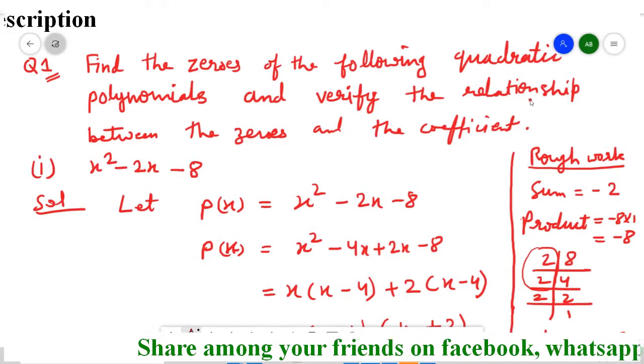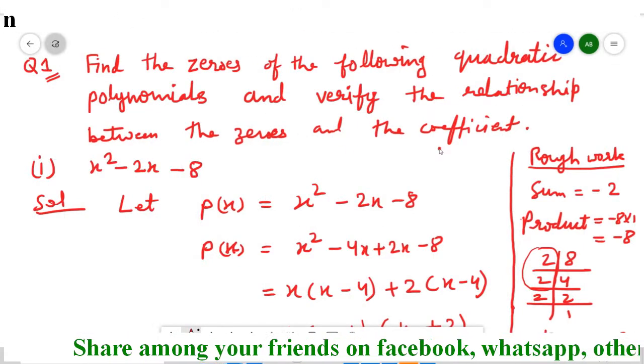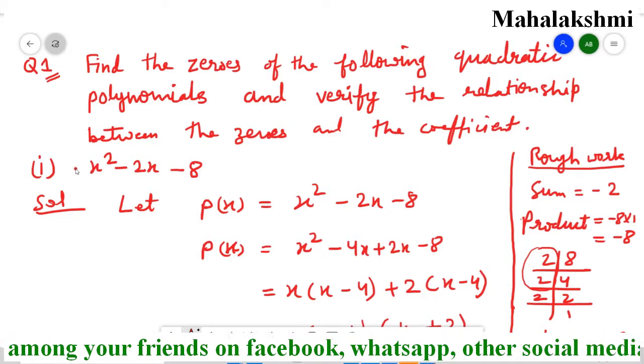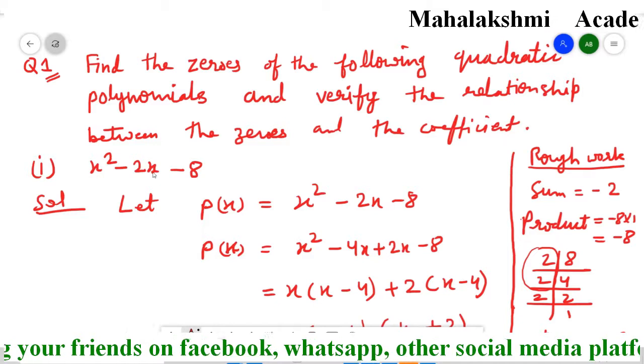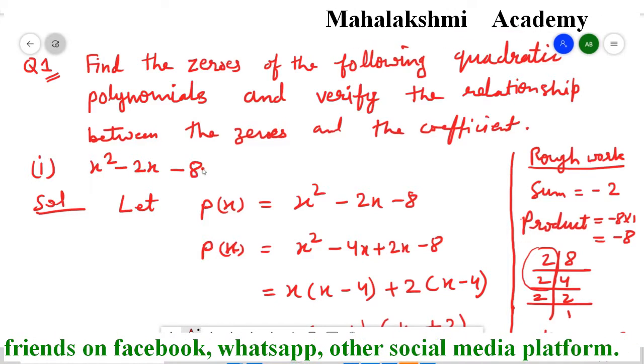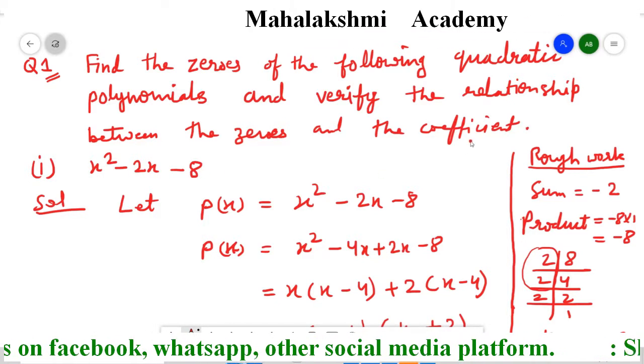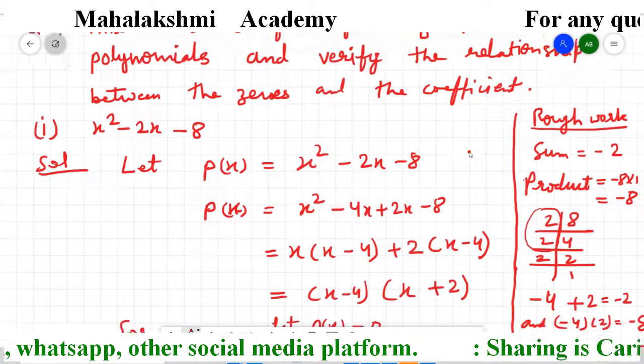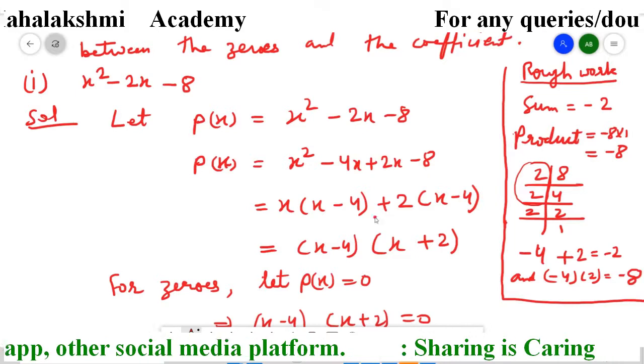We have to verify the relationship between the zeros and the coefficients. The coefficients we already know. What is the coefficient of x square here? +1. The coefficient of x is -2 and the constant term is -8. So coefficients we already knew. What we don't know are the zeros. To get the zeros, we did this complete process.